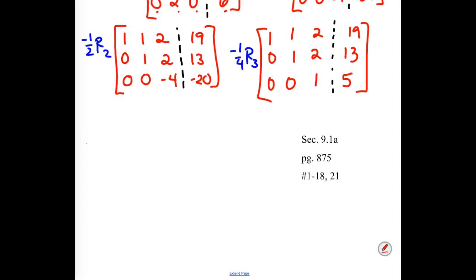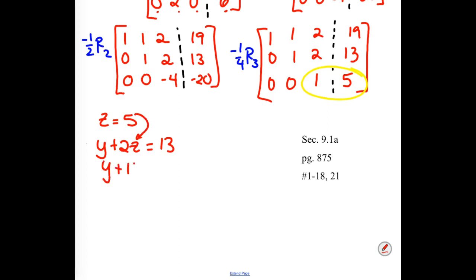Can we do our back substitution now to figure out our variables? Which one do we already know? We already know z is 5. Yes, 1z equals 5. Okay, we're going to back substitute it into that second row. What equation do you see with the 1, 2, 13? What does that mean? 1y, 2z's equals 13. So if we dump a 5 in there, we have y plus 10 equaling 13. So y would have to be 3.